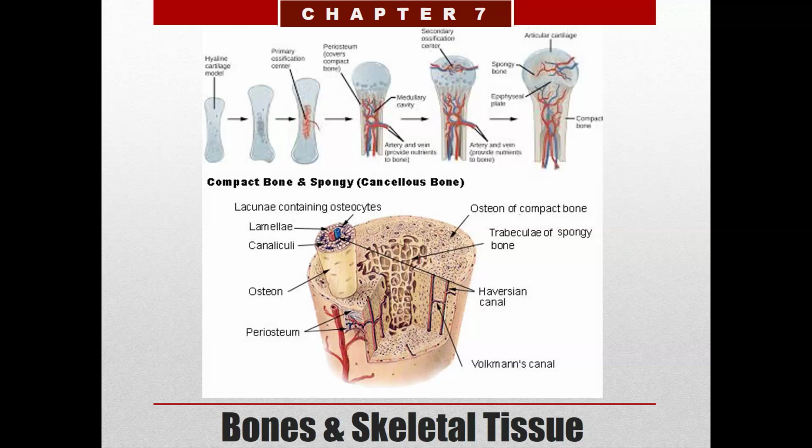Then we're going to see metabolism of bone. This is going to be hormonal and physical. So that just means that in order to maintain bone, we have to have physical force upon the bone. We have to use the bones. If we don't use the bone, then we lose the bone.